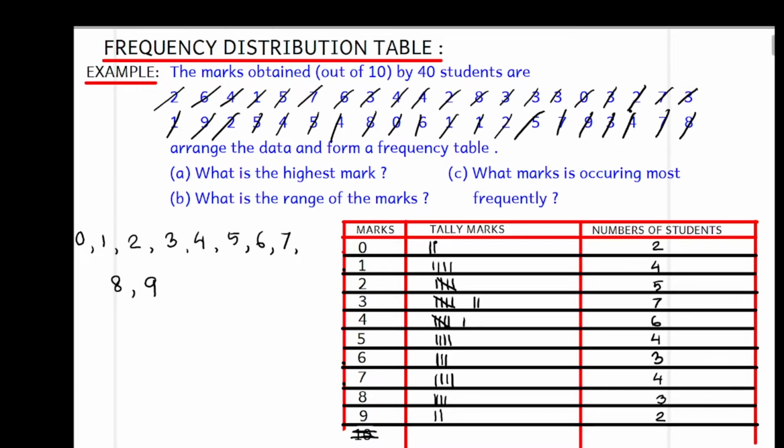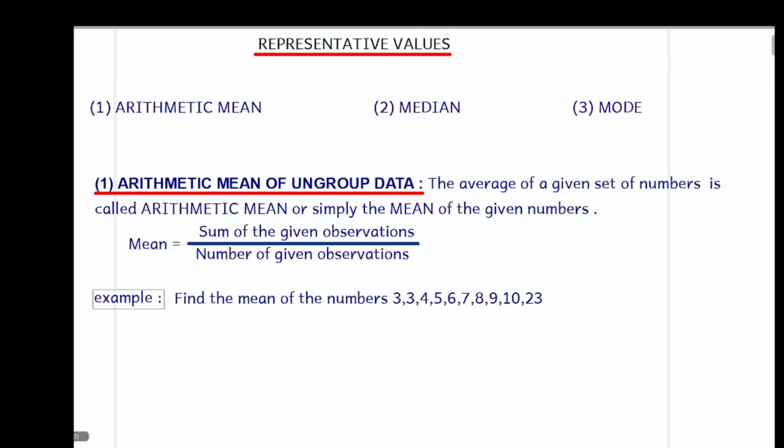Okay. So how many students? 40. Now you just, when you will add these numbers, then you will also get 40. 2 plus 4, 6, plus 5, 11, plus 7, 18, plus 6, 24, plus 4, 28, plus 3, 31, plus 4, 35, plus 3, 38, plus 2, it's 40. That means our tally marks are correct. Okay. So this is called the frequency distribution table. Okay. Like this we can do. Now come to the next.